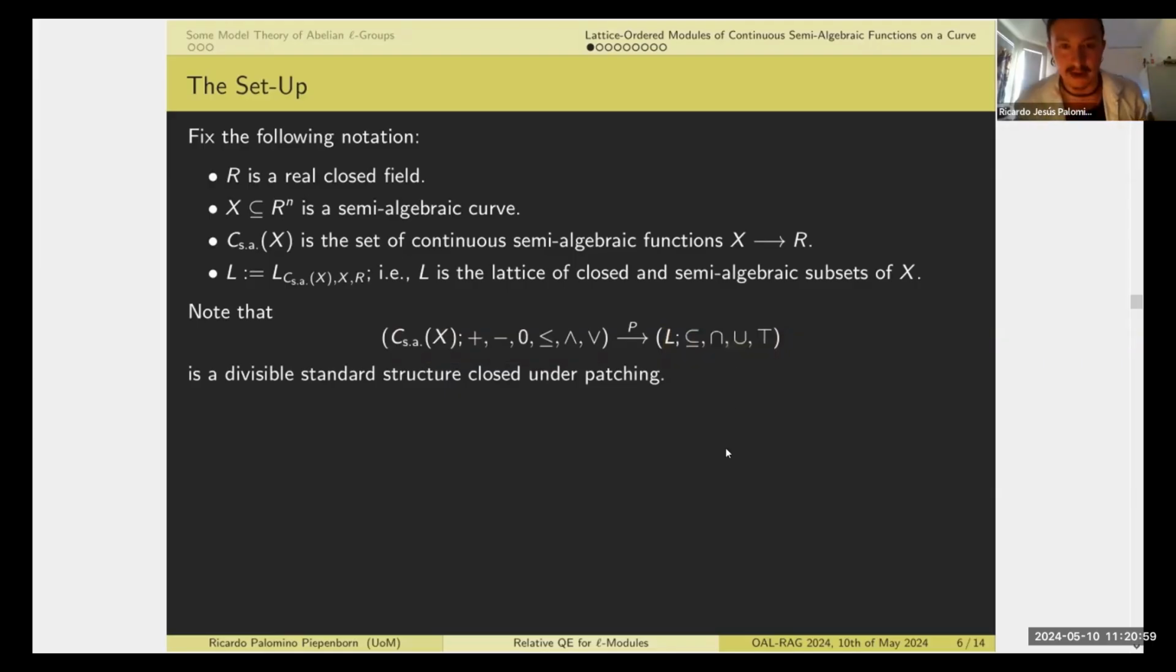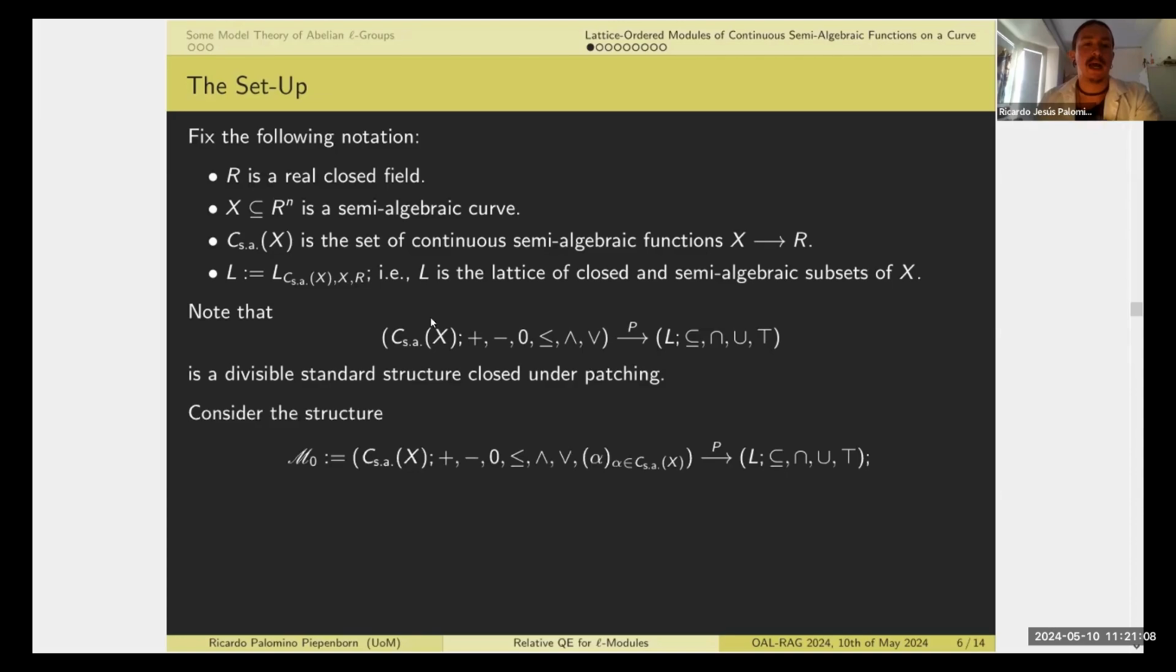So what is the game now? Now the game is that I want to enrich the L group sort with its canonical module structure, right? So this ring, well, the set of continuous semi-algebraic functions on X is a ring. So in particular, it is a module over itself. So now I can enrich this L group sort by adding unary function symbols that I will interpret as scalar multiplication. Yeah, so I'm enriching the L group sort with a module structure.